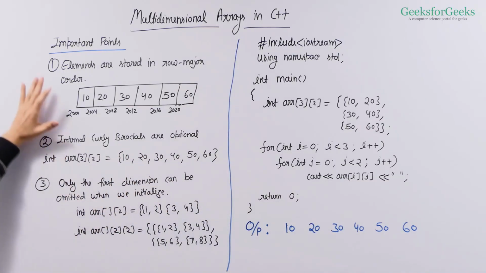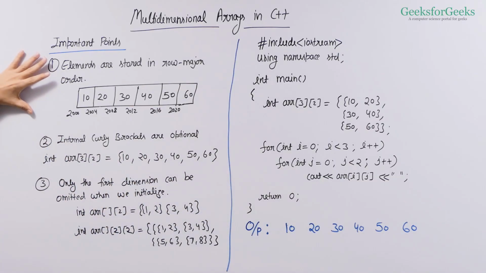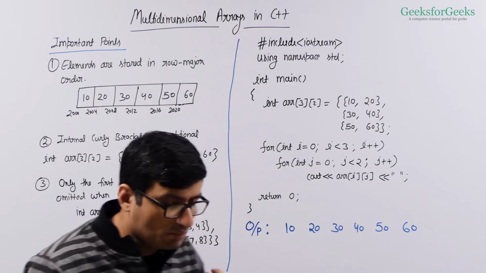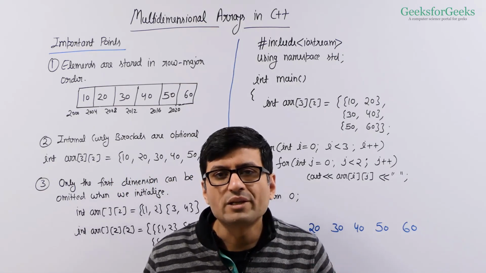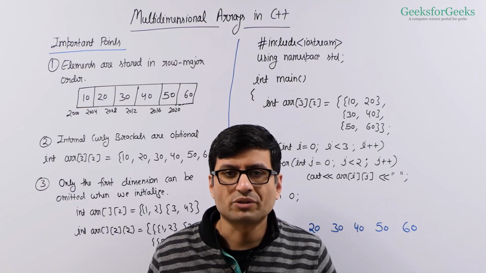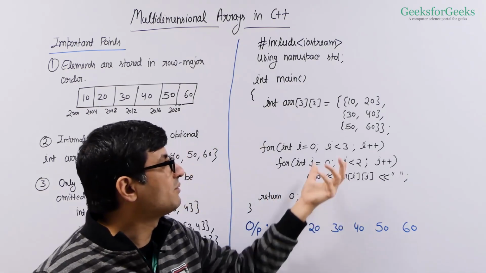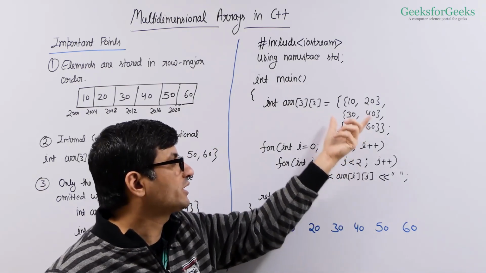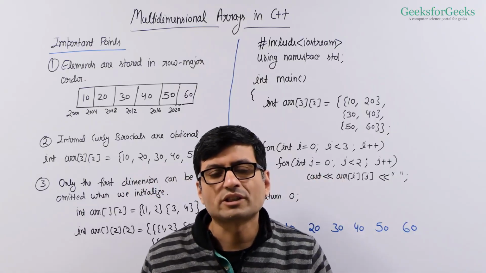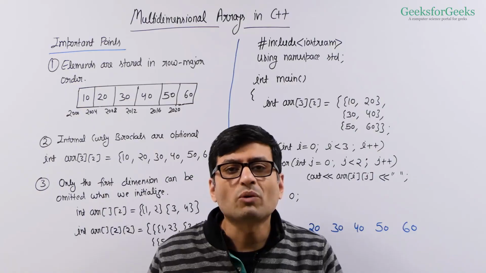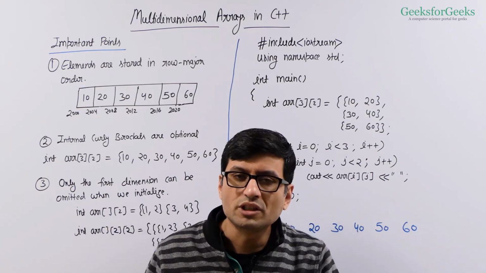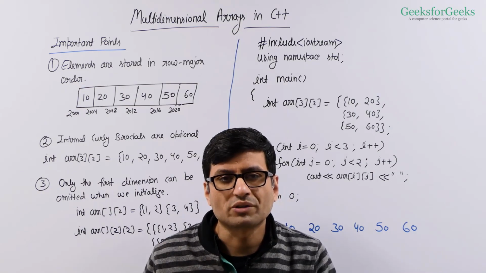Here are some important points about multi-dimensional arrays in C++. First thing is they are stored in row major order. See, a multi-dimensional array is also an array. So every element is stored at a contiguous location. So if you created a multi-dimensional array with 6 elements, then all these 6 elements are going to be stored at contiguous locations.